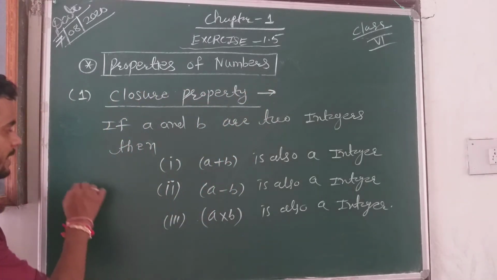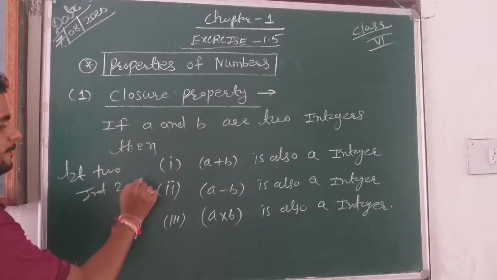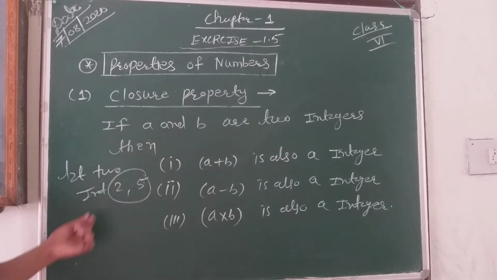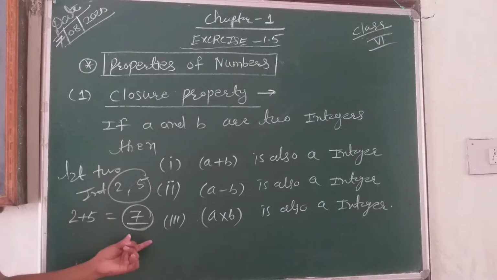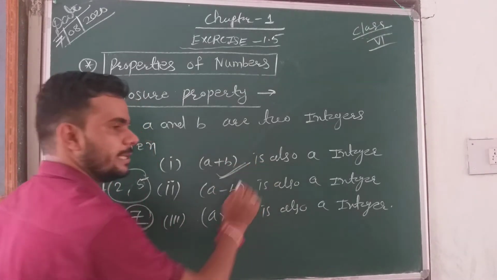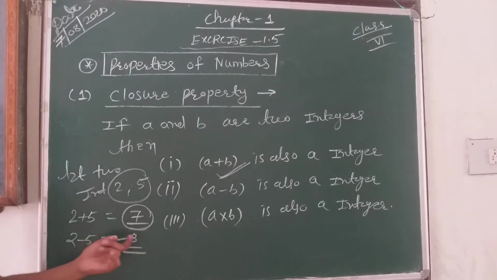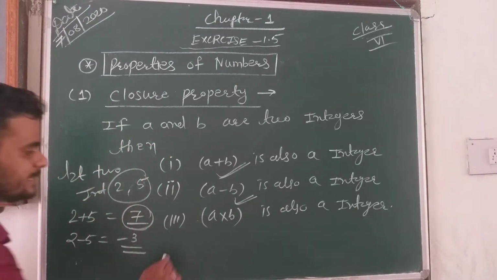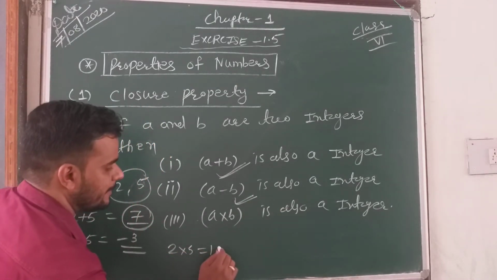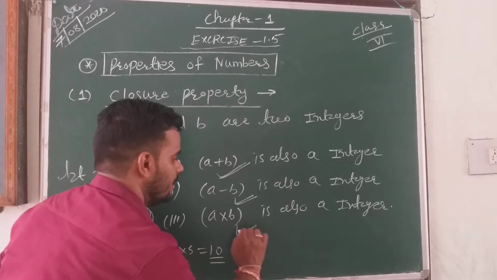I will take an example. Let two integers be 2 and 5. Both are integers. If we add 2 plus 5, we get 7, and 7 is also an integer. This is our first property. The next, 2 minus 5 is negative 3, and negative 3 is also an integer. This is our second property, verified. The next, 2 multiply 5 is 10, and 10 is also an integer. So this is our third property.